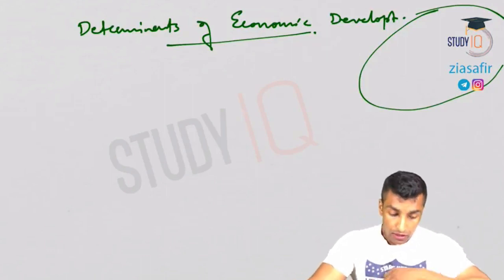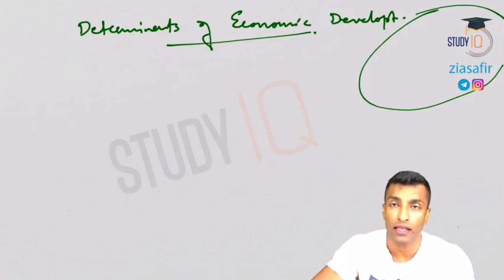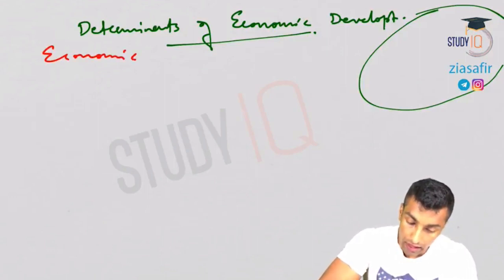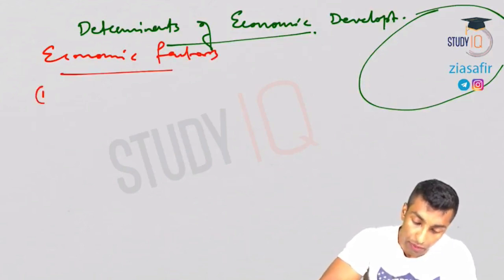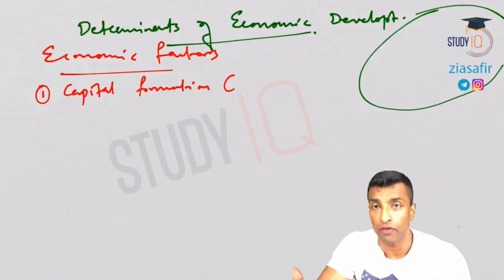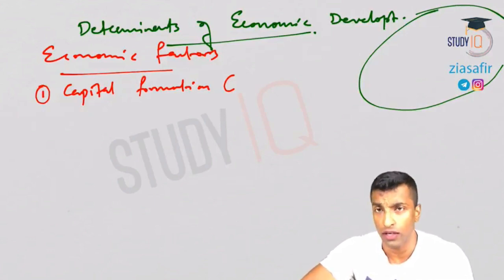So firstly I'll be categorizing this into two: economic factors and non-economic factors. So let's start with economic factors. Out of this, the first one will be capital formation. That means it's all about investment, and I have already told you that we will be taking up a separate discussion on capital formation. So let's not discuss too much about this.